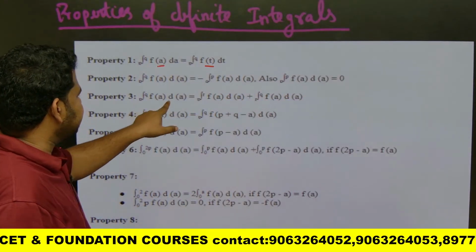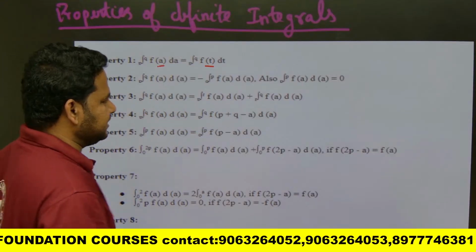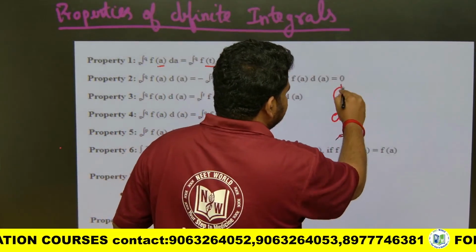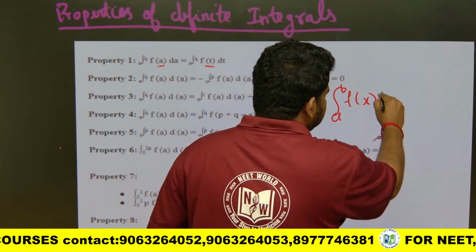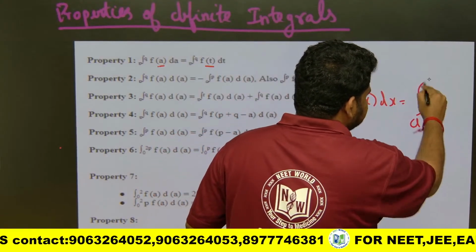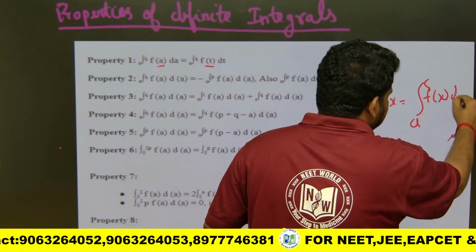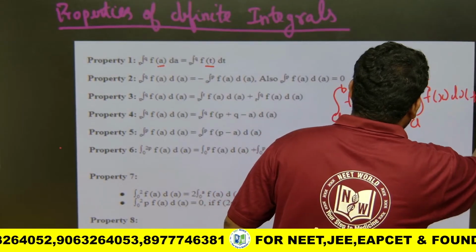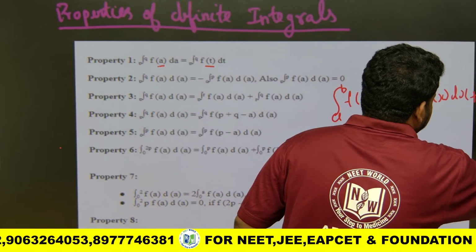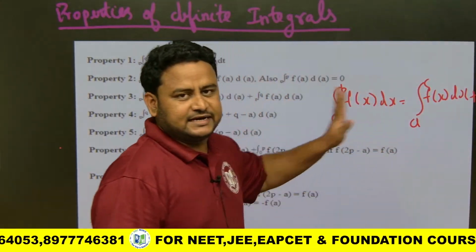Then there is splitting the integral: the integral of a to b f of x dx can be written as the integral of a to c f of x dx plus the integral of c to b f of x dx. This is what you can do, that is, you can split the integral like this.